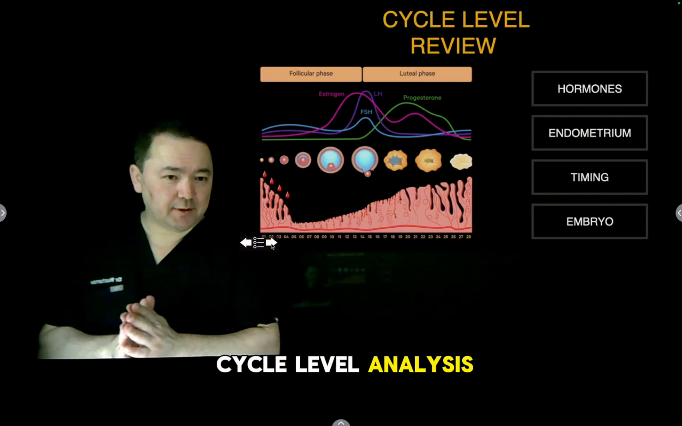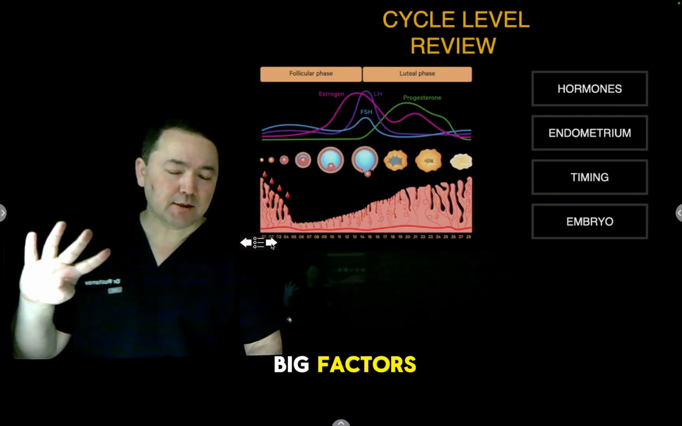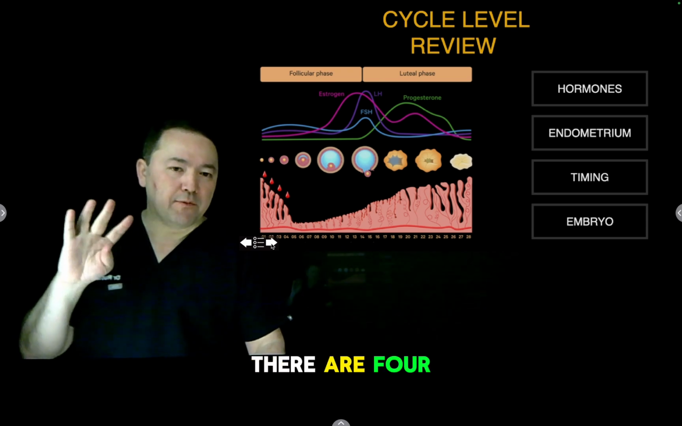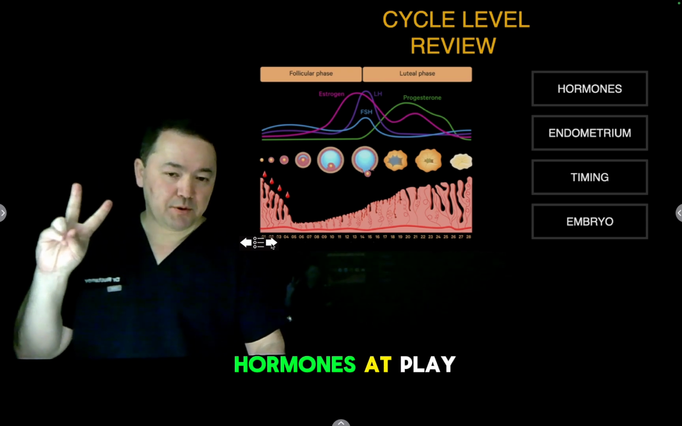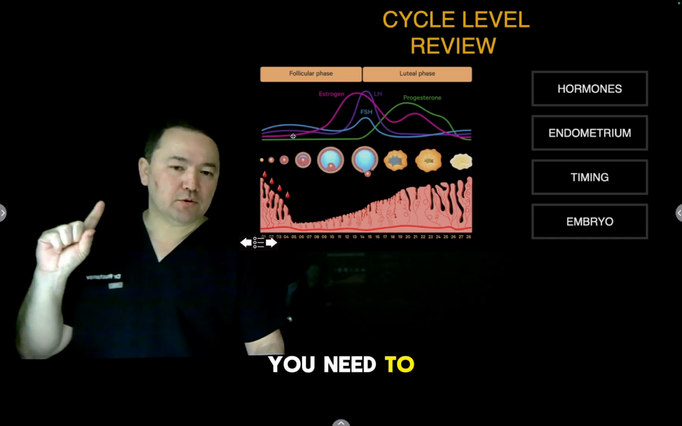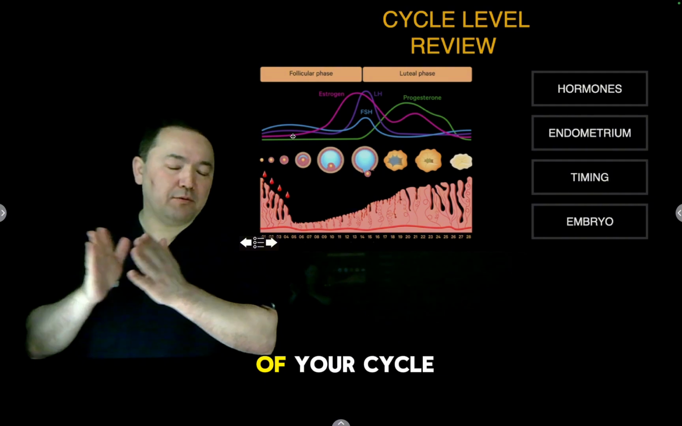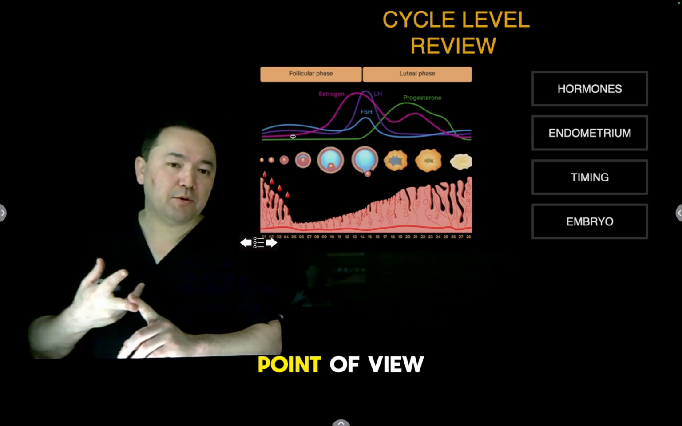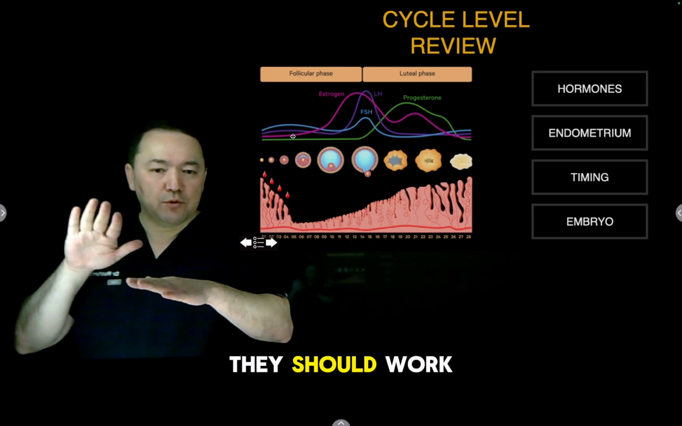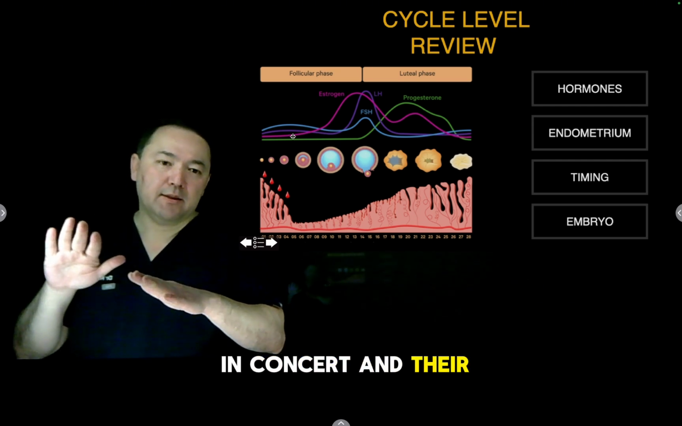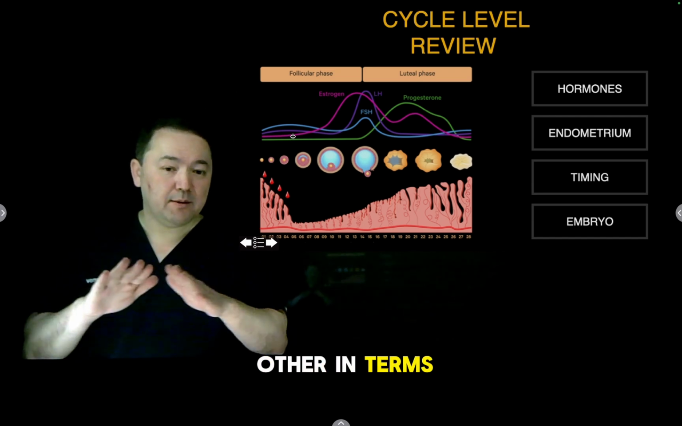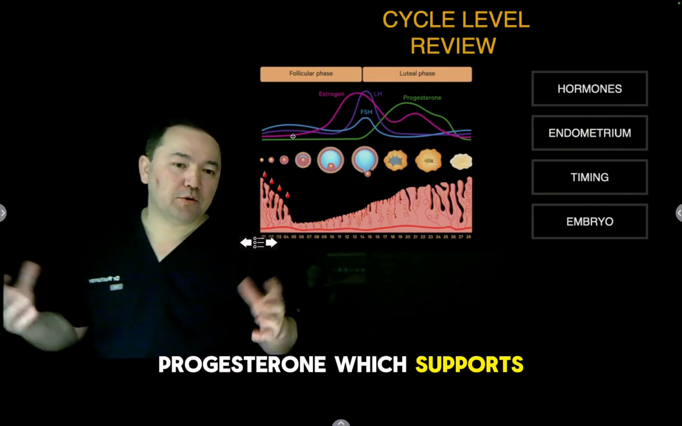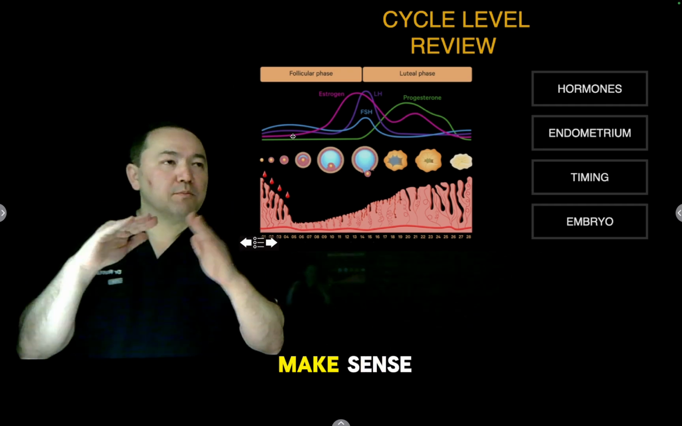In terms of cycle level analysis, you need to look at 4 big factors which determine your success in frozen embryo transfer cycles. First, your hormones. There are 4 hormones at play: 2 pituitary hormones, 2 ovarian hormones. You need to check your hormone levels from the beginning of your cycle. In terms of pituitary hormones, your FSH and LH, and then from the ovarian hormones point of view, your estradiol and progesterone. They should work in concert, and their levels should match each other in terms of developing your follicle, developing your corpus luteum, and producing progesterone, which supports your pregnancy. They need to make sense.